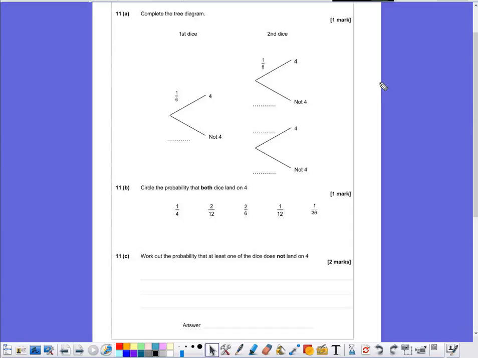Apologies for this video being so small. I was trying to get every part of this question on the screen at once because they all relate to each other. In question 11a, we're asked to complete the tree diagram.